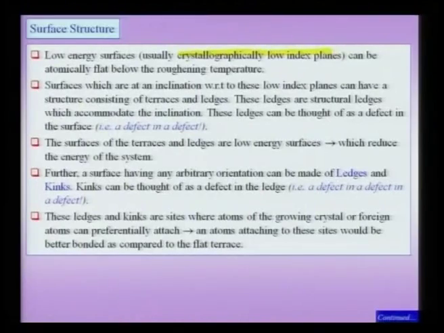Now, if I go off this low angle, that means I no longer work with low index planes, but I am off the angle of inclination of these low index planes, then the structure of these planes can be described by terraces and ledges, and we will see a picture of this in the very next slide. These ledges which I am talking about are structural ledges. This is very important because these ledges are not random ledges, they are structural ledges and they accommodate the inclination. Like we talked about dislocations accommodating inclination between two grains, which we will consider in a little more detail in this chapter, where we are talking about low angle grain boundaries which accommodate the inclination between two grains. Similarly, an inclination of the surface is accommodated by these structural ledges which form on the surface.